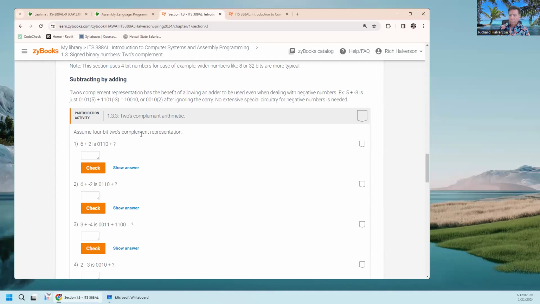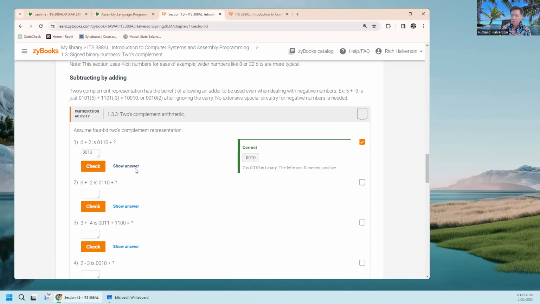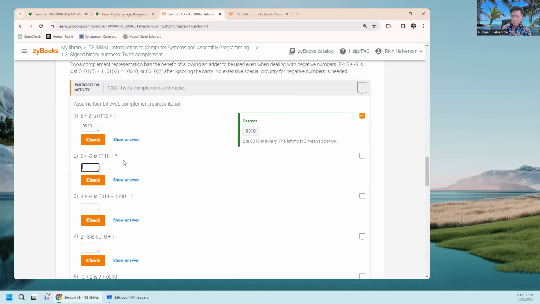Okay, so assuming 4-bit 2's complement representation, 6 plus -2: 2 is 0010. So 6 plus -2 is, what's the 2's complement of 2? It'd be 1101 plus 1, which is 1110.